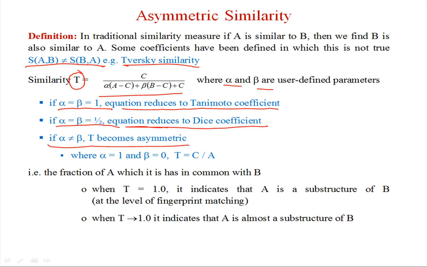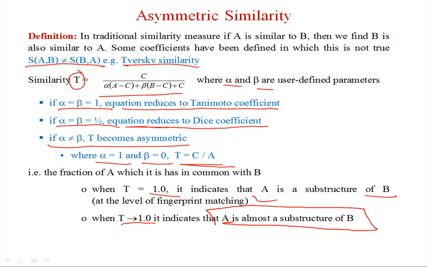That is where alpha is equal to 1, beta is equal to 0, and T is equal to C by A, the fraction of A which it has in common with B. When T is equal to 1.0, it indicates that A is a substructure of B at the level of fingerprinting matching. And when T tends to 1.0, it indicates that A is almost a substructure of B, not complete.